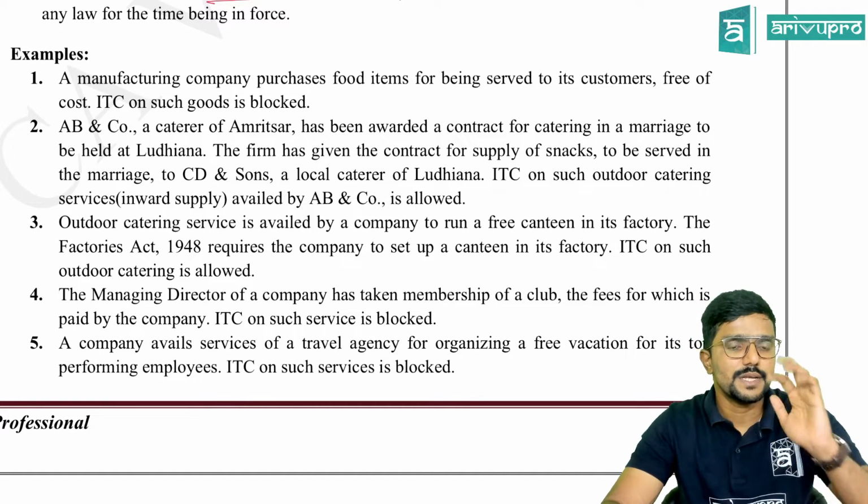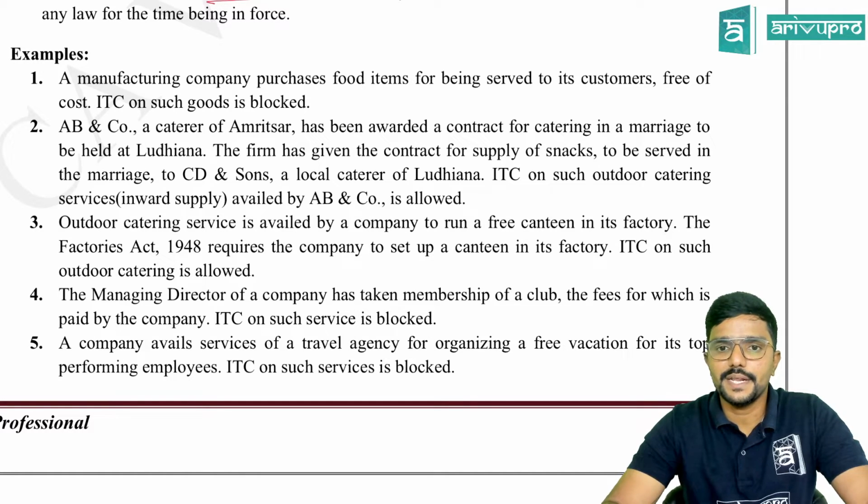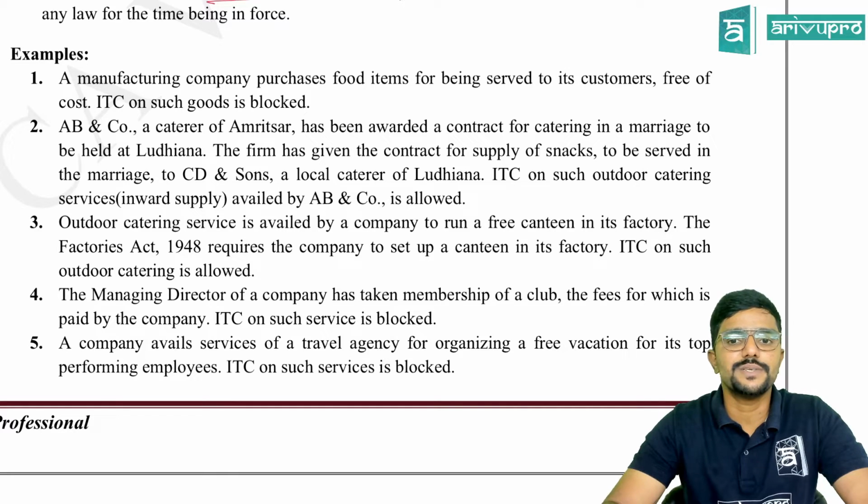Okay. Next, AB and Co, a caterer of Amritsar, has been awarded a contract for catering in a marriage to be held at Ludhiana. The firm has given a contract for supply of snacks to be served in the marriage to CD and Sons. So there is some subcontract. A local caterer of Ludhiana. ITC on such outdoor catering services inward supply availed by AB and company is allowed.